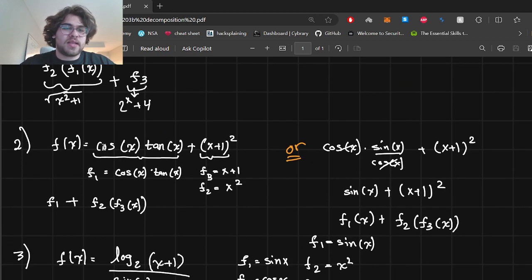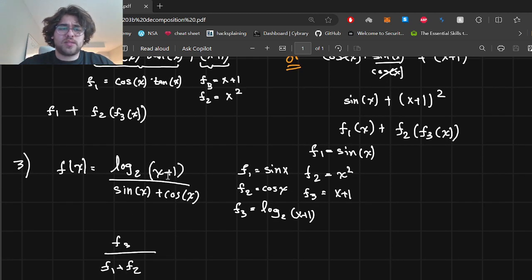The second question is that f of x is equal to cosine of x times tan of x plus x plus 1 squared. There are multiple ways to do this. However, I would suggest the first way, which is basically cosine and tan. We put them together as f1, and we break the x plus 1 squared into two parts. The first part is what's inside the bracket, and the second part is the function, which is x squared. So when we combine this, it's f1, which is cosine x times tan of x, plus f2, which is x squared. What's inside the bracket is x plus 1.